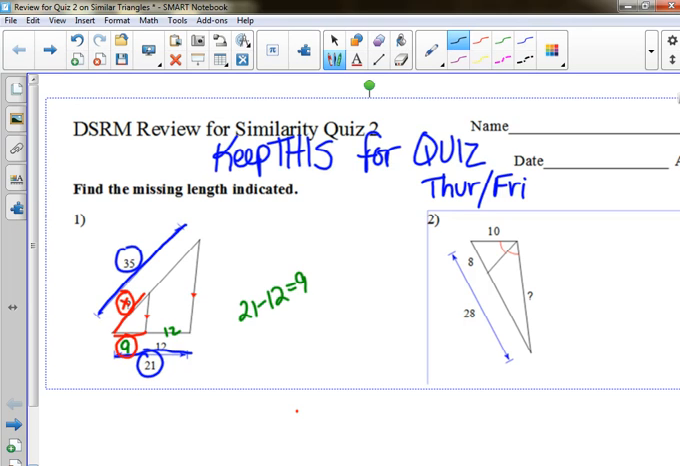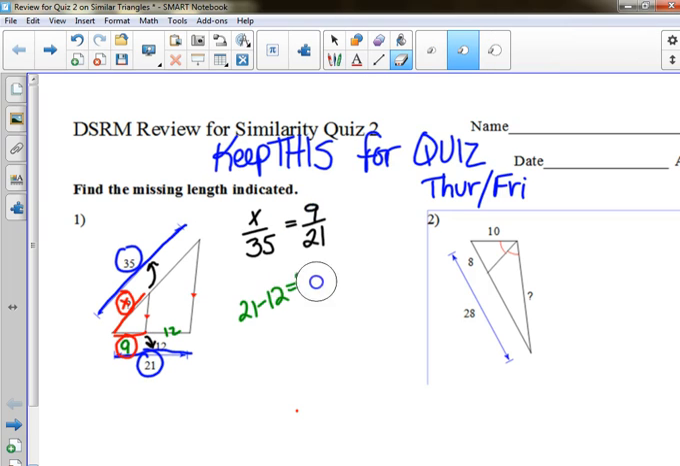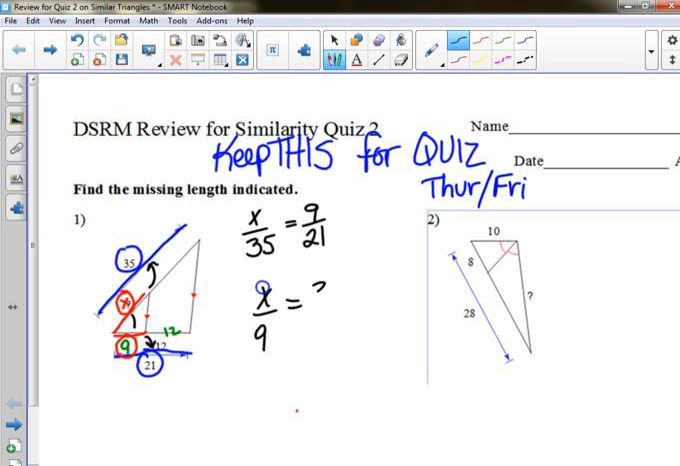So I could set up my proportion several different ways. I could say x is to 35 as, so I want little to big, 9 is to 21. Or it's the same proportion if you did, in the little triangle, x over 9 and then 35 over 21 in the big triangle. Because either way, you're cross multiplying x times 21. And there are other ways you could set it up as well.